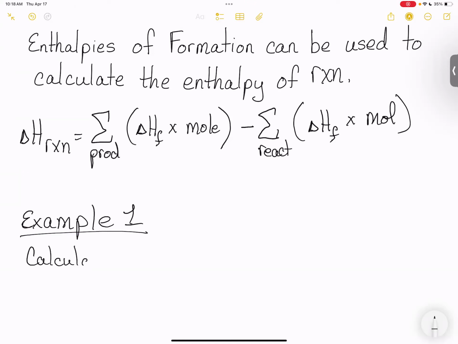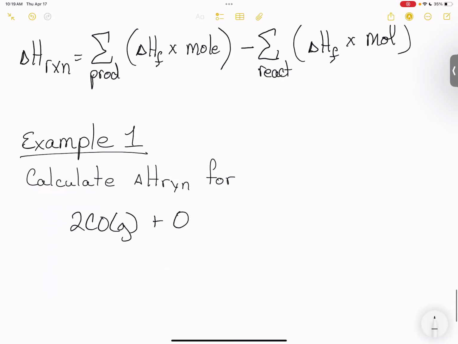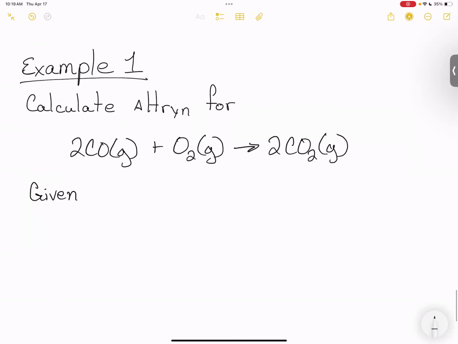Calculate delta H of reaction for 2CO gas plus O2 gas goes to form 2CO2 gas, given your delta H of formation in kilojoules per mole of CO, which is a CO gas.